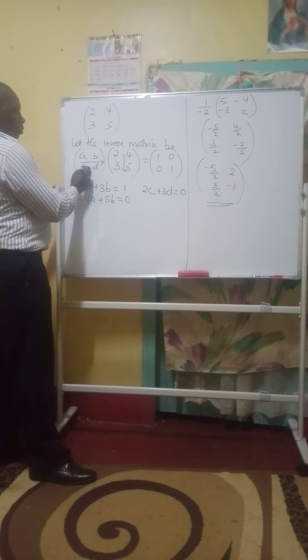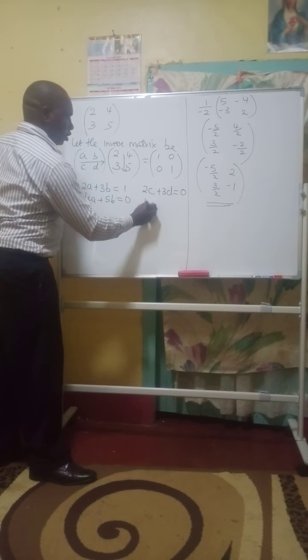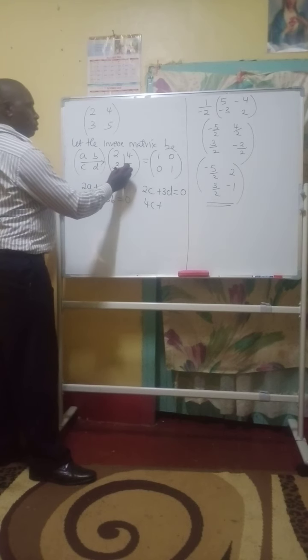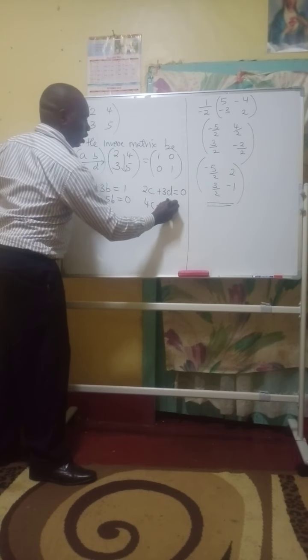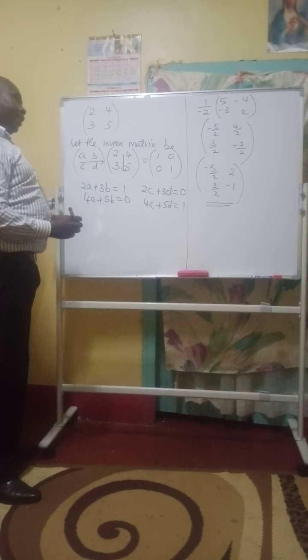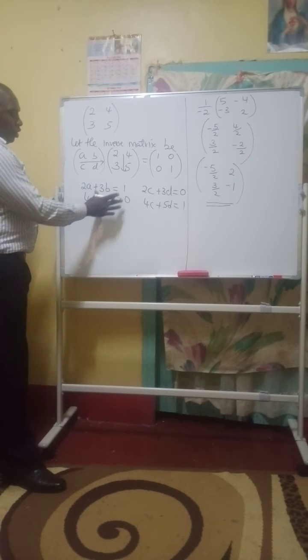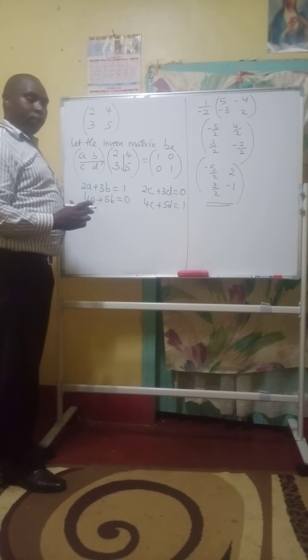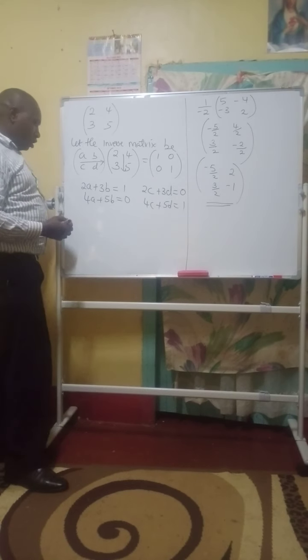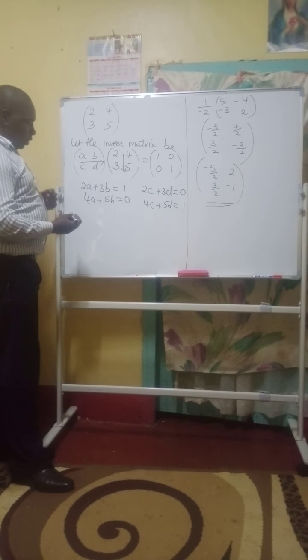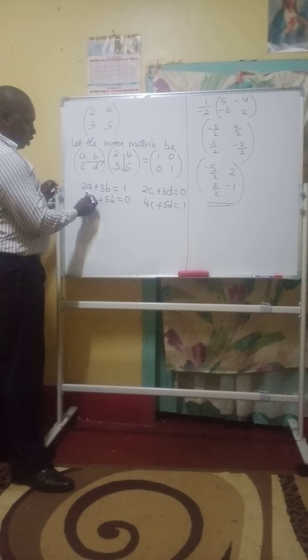And then C multiplied by 4, you get 4C, plus D multiplied by 5 gives us 5D, and this should always be equal to 1. Now remember, these are simultaneous linear equations and can be solved together or simultaneously. So I want to eliminate A here.